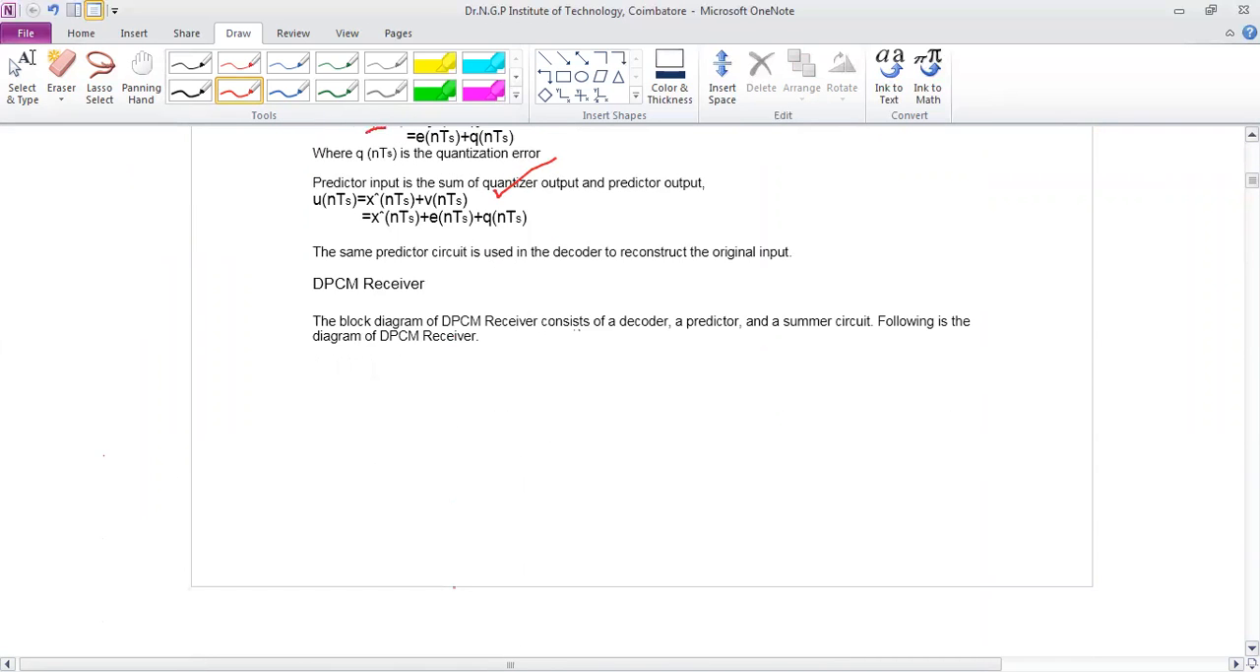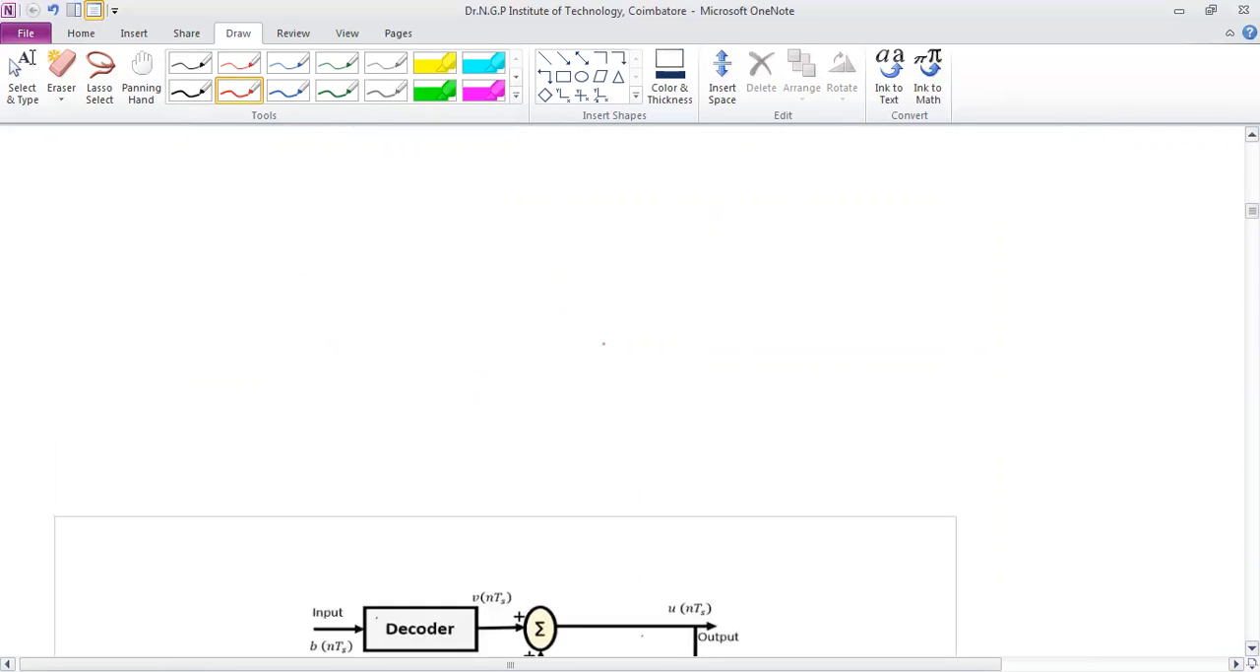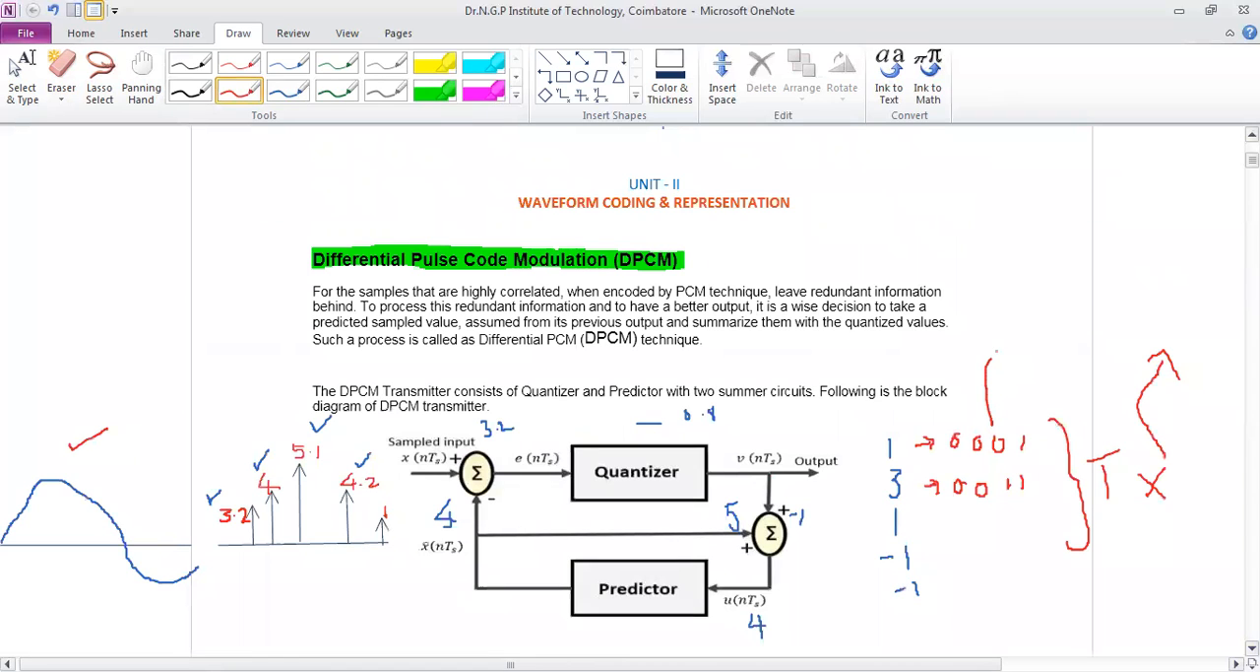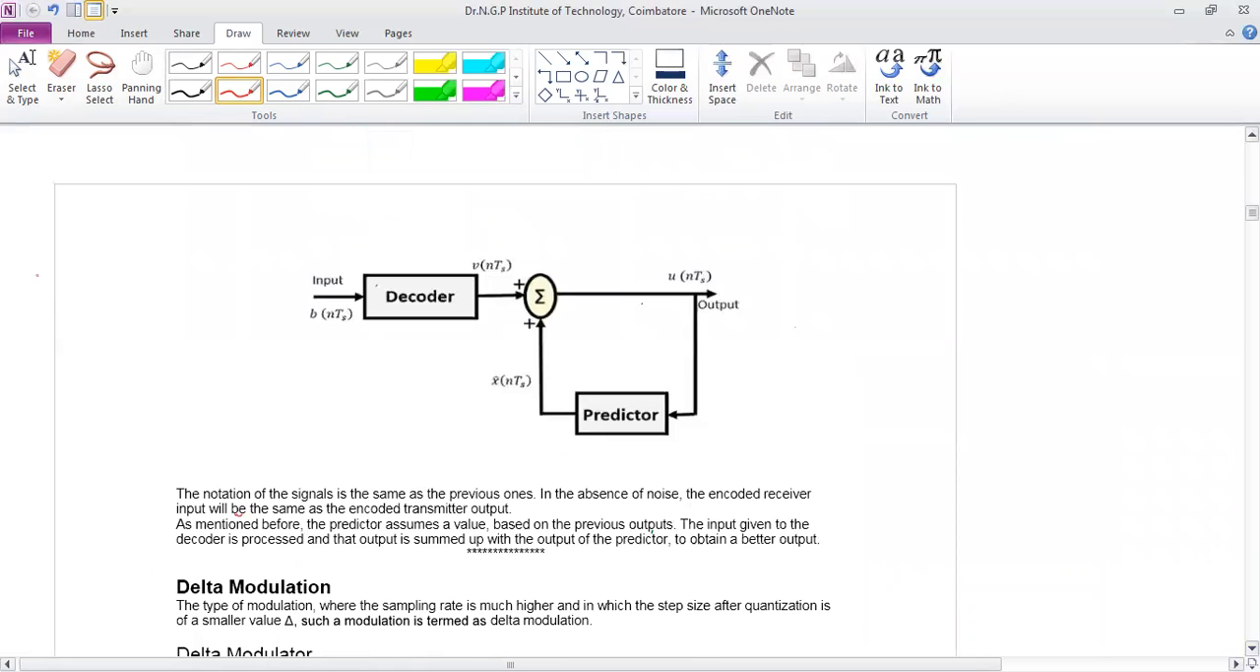So now we move on to the DPCM receiver. This is the DPCM receiver we have. The input is b of nTs, which is basically a binary wave, right? The data from the transmitter is converted according to the transmission. This is the binary wave you have transmitted consecutively. Next 3 will be transmitted, and 1, minus 1, like that. So these waves are now available to the receiver.